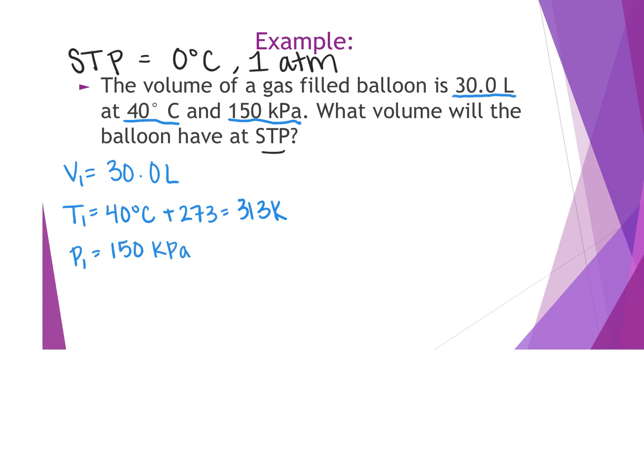Okay, what are you solving for? Okay, so it says what volume? So we're solving for volume. And then STP is giving you some info. So what's the temperature at STP? 0 degrees Celsius. Okay, so T2 is 0 Celsius, which is? 273. And then finally, what's pressure at STP? Atmosphere.